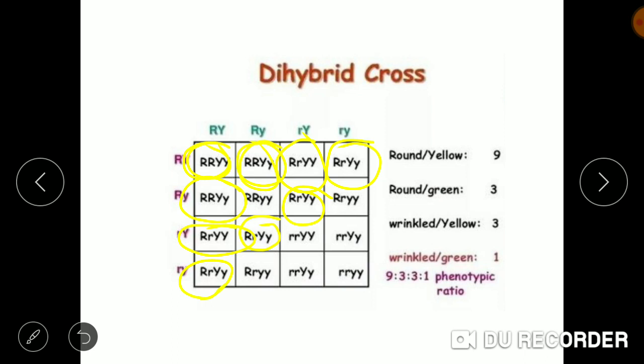Now we'll count the number of capital R and capital Y, which means the round and yellow variety. Capital R for round and capital Y for yellow. 1, 2, 3, 4, 5, 6, 7, 8 and 9. So round and yellow, how many of them are there? 9 are there.